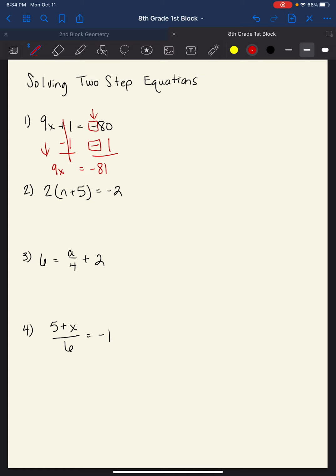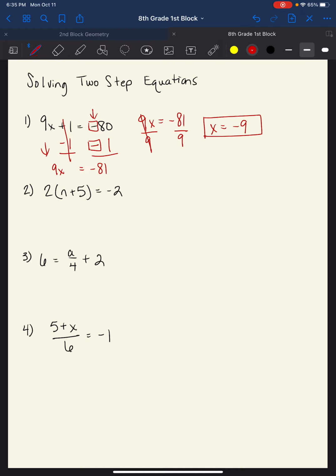Okay, now, here's what I have. 9x equals negative 81. 9 is being multiplied by x, so we went over this before. Take and divide by the 9. All right, and x will come out to be negative 9. All right, now you can also check this problem.